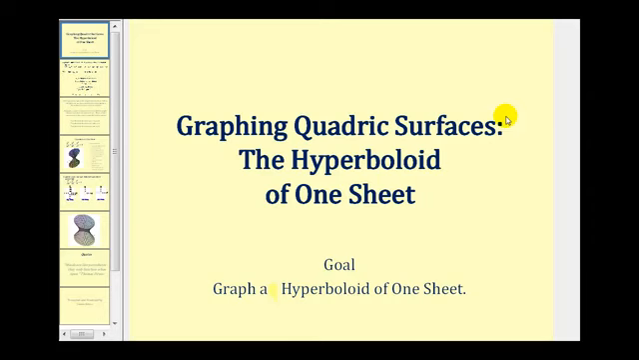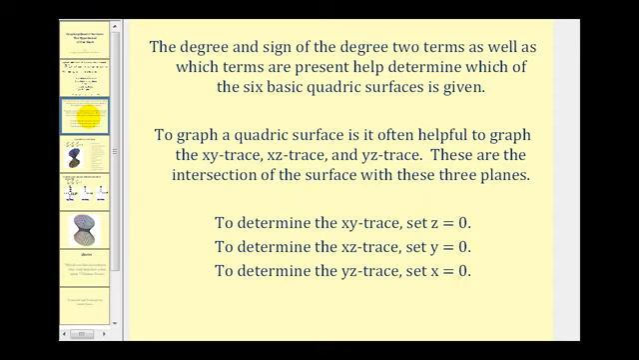Welcome to a video on graphing the hyperboloid of one sheet. To graph a quadric surface, it is often helpful to look at the xy, xz, and yz traces. This is where the surface intersects these three planes.